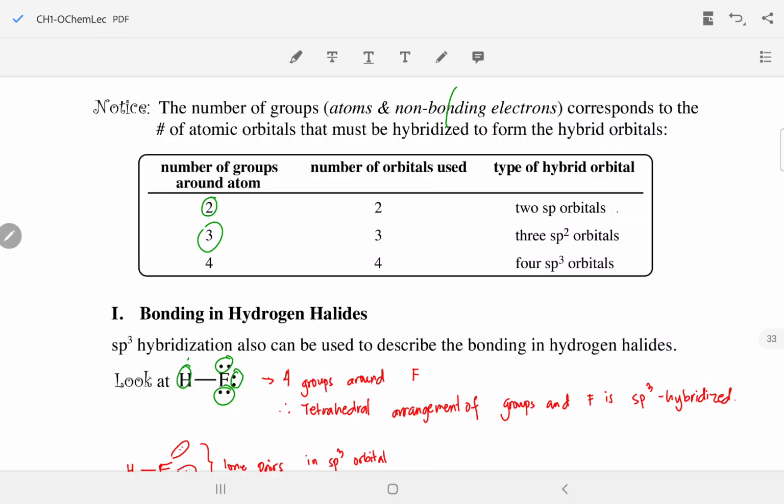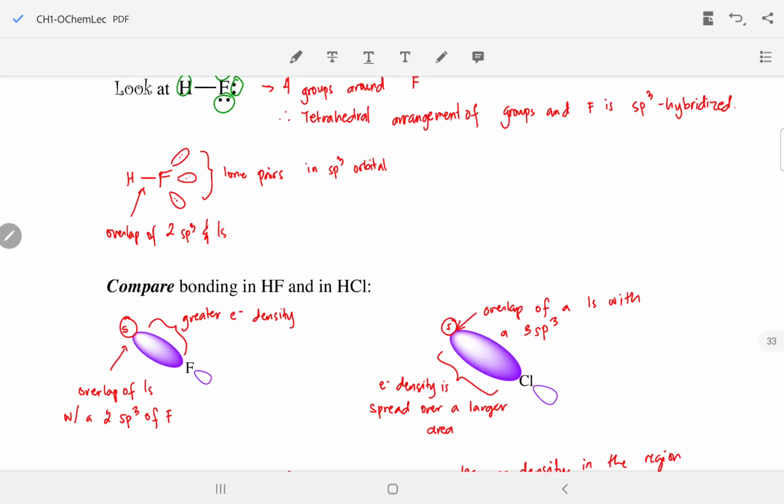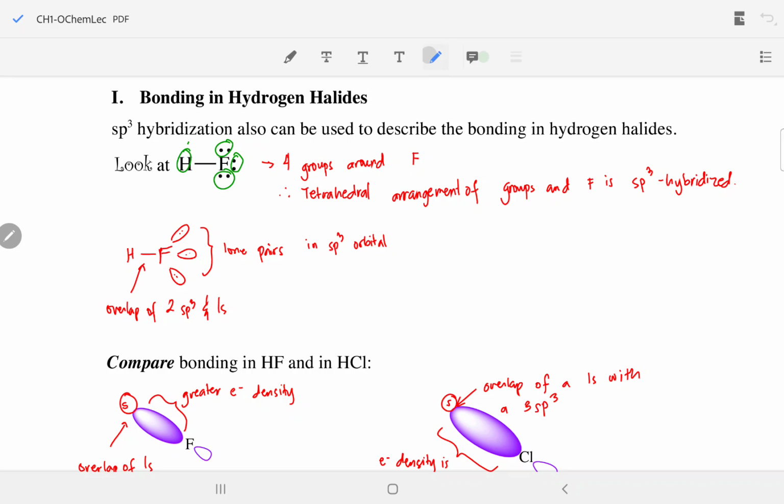Okay. So, when there are four groups around an atom, the number of orbitals used will be 4 and there will be 4 sp3 orbitals. So for example, HF, hydrogen fluoride. How many groups? There are 4: 1 hydrogen and 3 lone pairs. Therefore, the arrangement or geometry is tetrahedral. Okay, so there will be an overlap of 2 sp3 and 1 s.